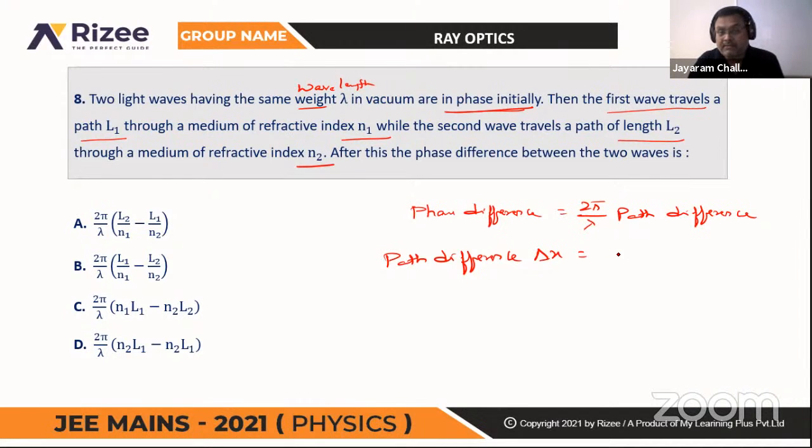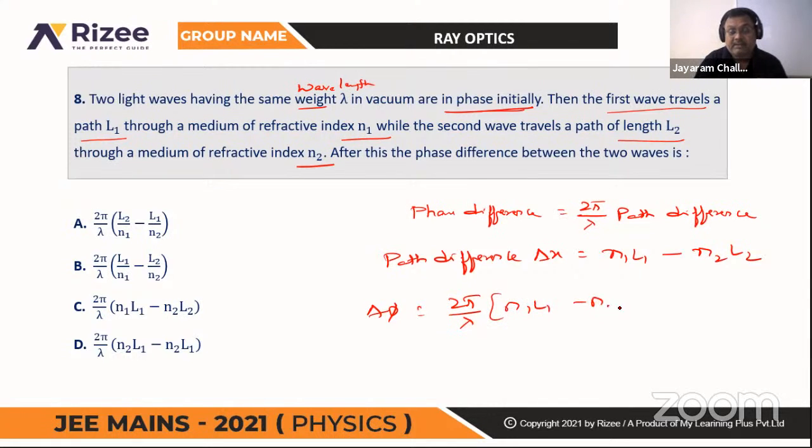So the optical path of the first one is equal to n1 l1. Optical path of the second can be written as n2 l2. So now this will be your delta x. So delta phi can be written as 2 pi by lambda of (n1 l1 minus n2 l2). So where is your option? This is the condition.